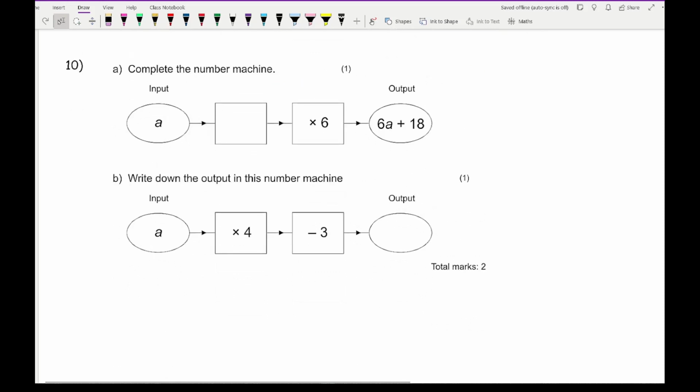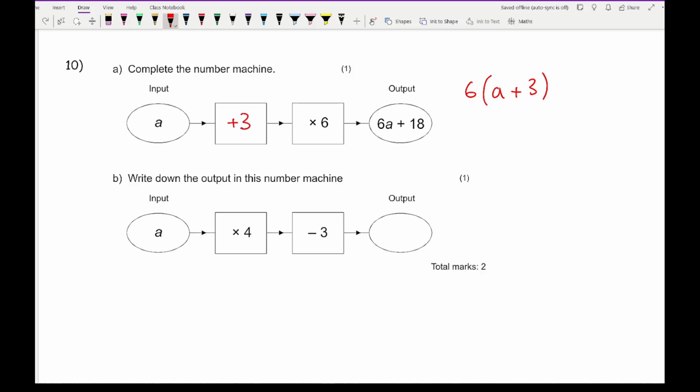Then moving on to question 10, which looks at function machines. So it says complete the number machine. So again, looking at this, what we need to do first. Now this one's a bit sneaky, because you think to yourself, well, we need to multiply by 6 and then add 18. But because here we need to look at this. So from this, what we need to do is factorize. So we've got a plus 3. So then what I'm going to do is add 3, then multiply by 6.